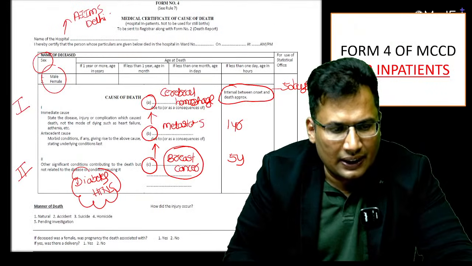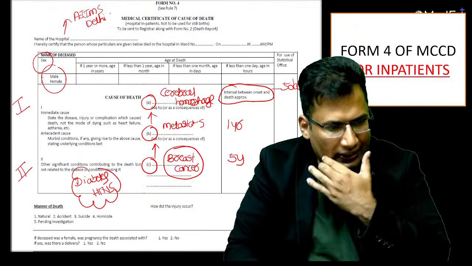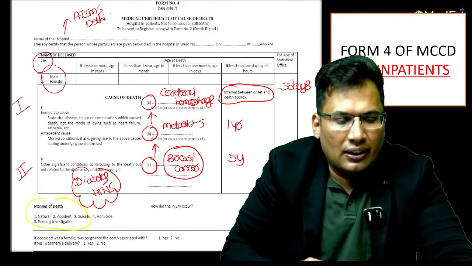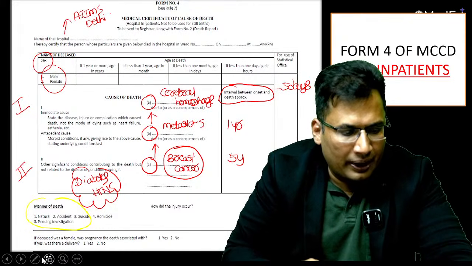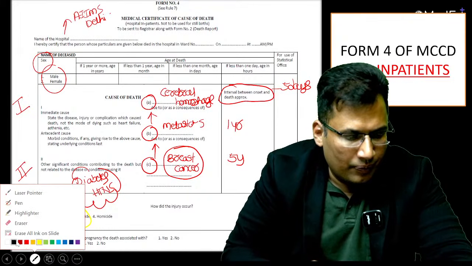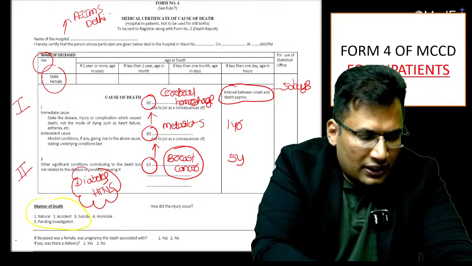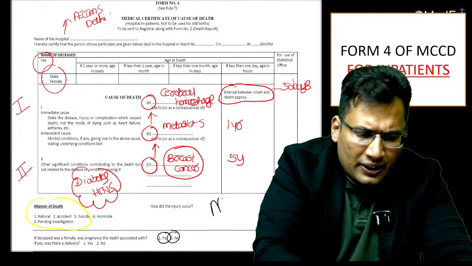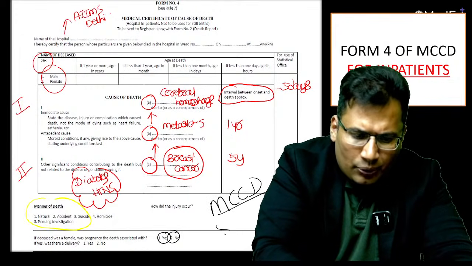So this completes MCCD as well, a simple exercise. I hope it is clear, and also you need to mention the manner: natural, accident, suicide, homicide, pending investigation. If the deceased was a female, was the death associated with pregnancy, you can mention yes or no. So this is MCCD, a 5 marks question.